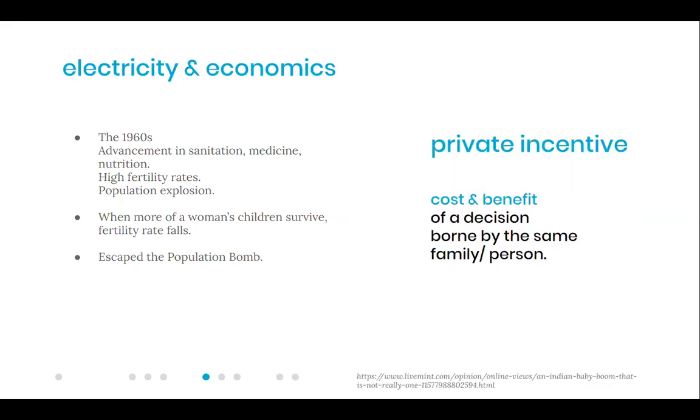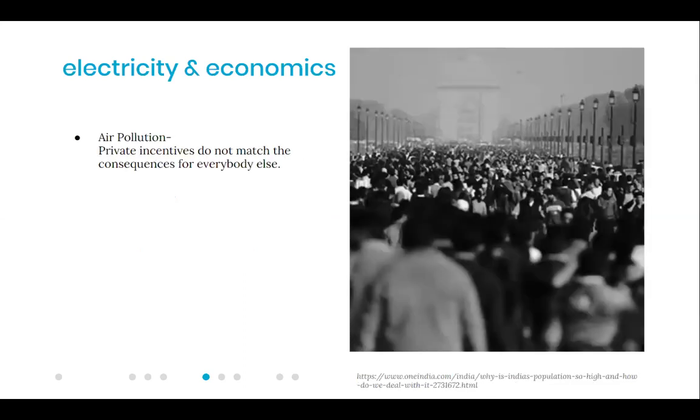So the reason he brought this up was to explain the concept of a private incentive, which is basically where the cost and benefit of a decision are borne by the same person or family. So the problem here is that air pollution does not have private incentives that match the consequences for everybody else. So the rich polluting do not face as many consequences as the poor that incur these losses.